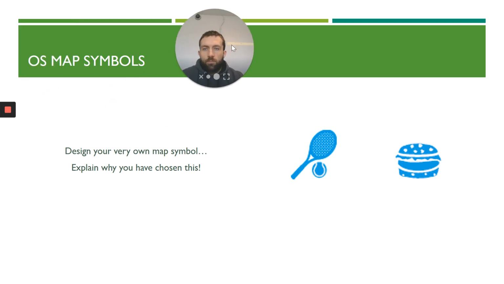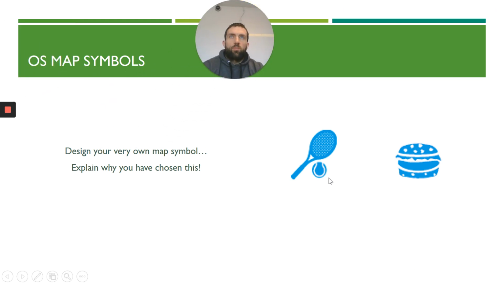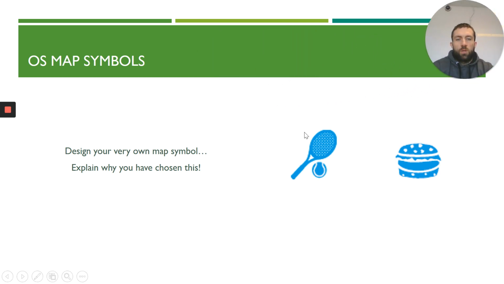Alright, now map symbols are really important because they show us where different things are, and we'll come to that and why it's important later on. So you need to be able to look at a map symbol. Now every map will have a key which tells you what the symbols mean. So you need to make sure that if you see a symbol, you can look at it on the key and know what that means.